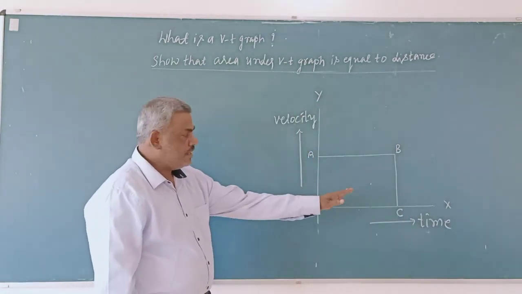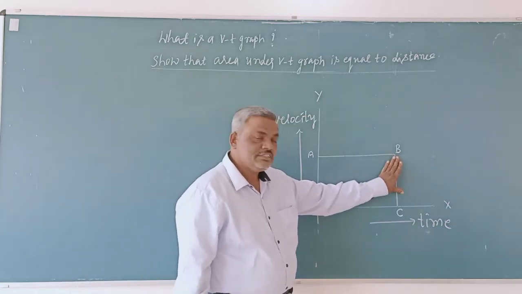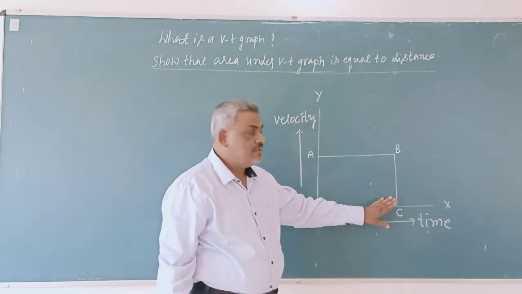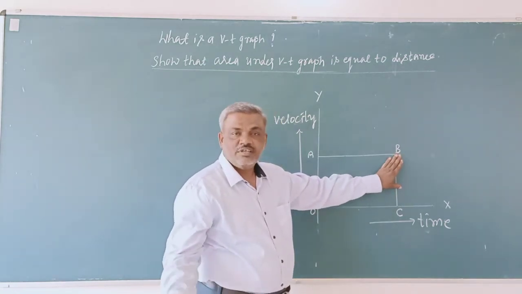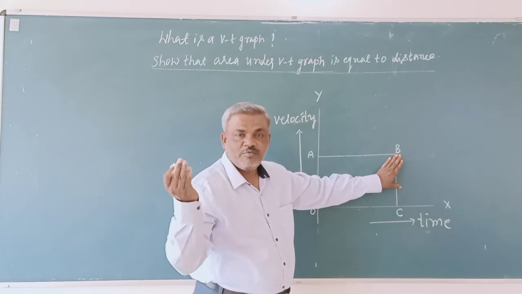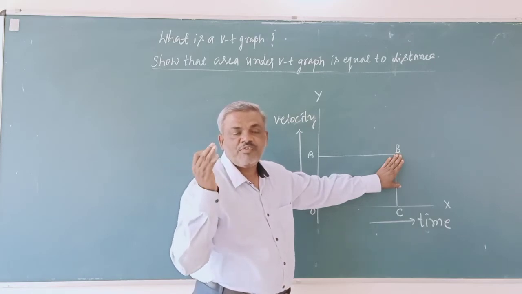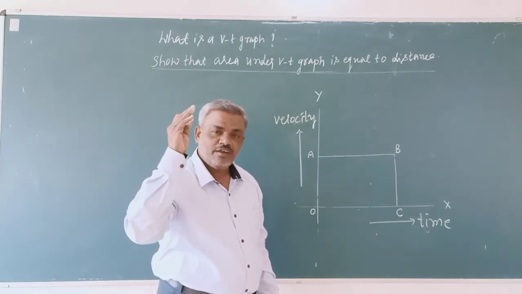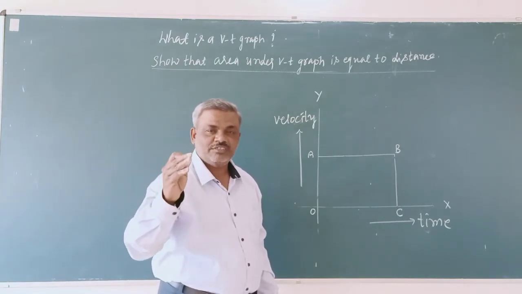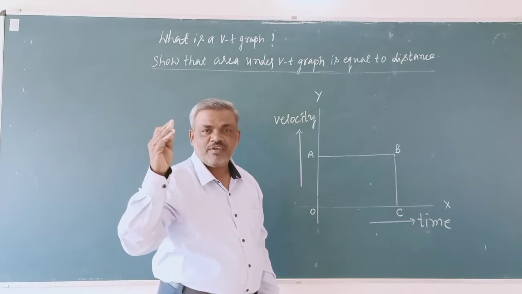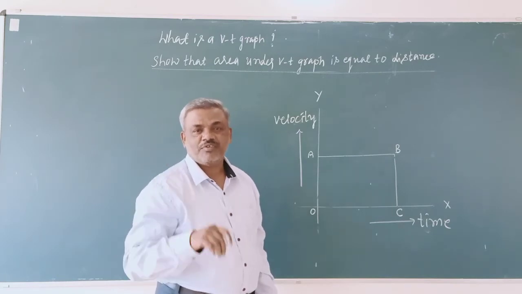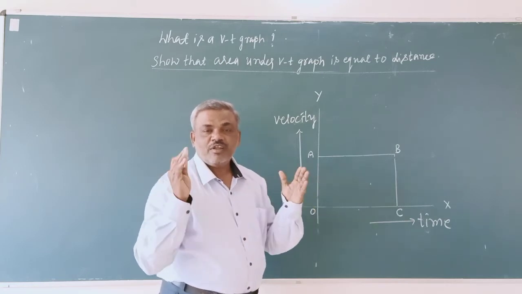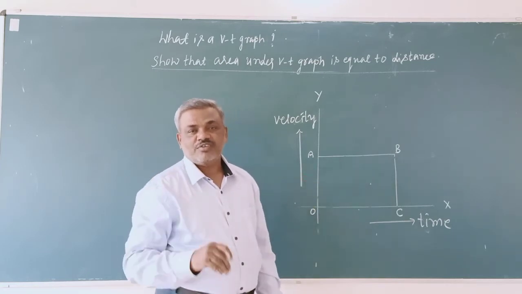Students, look here, please. See that line AB parallel to the x-axis. This graph shows a body moving with uniform velocity. Every 10 minutes or every 15 minutes, it maintains the same speed or velocity. The body covers equal distance in equal intervals of time, that is uniform velocity.